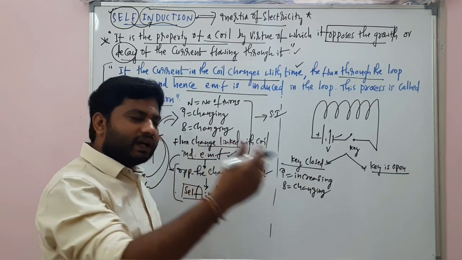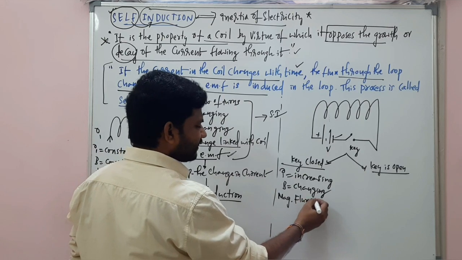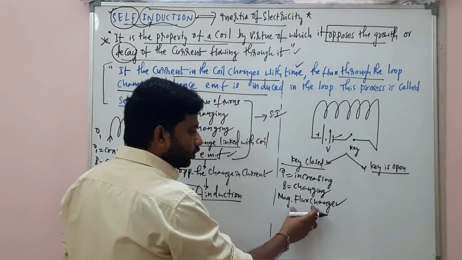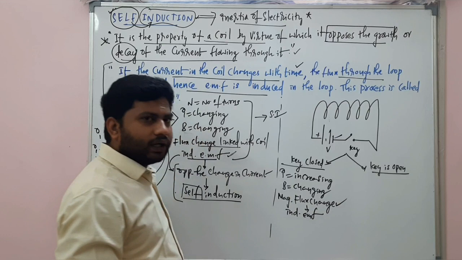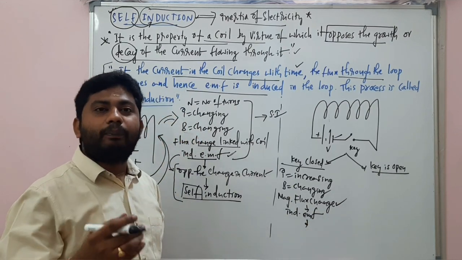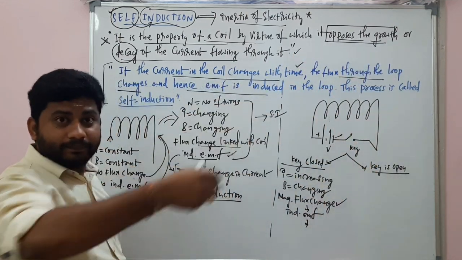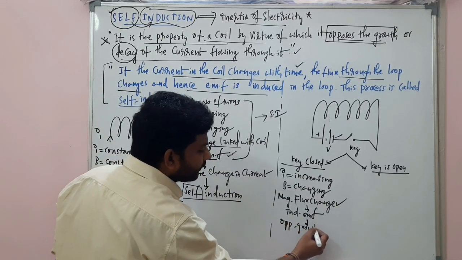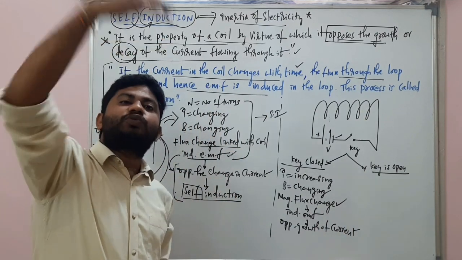When the magnetic field is changing, a magnetic flux change is linked with the coil. Due to the magnetic flux change, an induced EMF is produced in the coil. Look at here: this induced EMF will oppose the growth of the current. Actually, the current is growing, understand? So it will oppose the growth of the current.